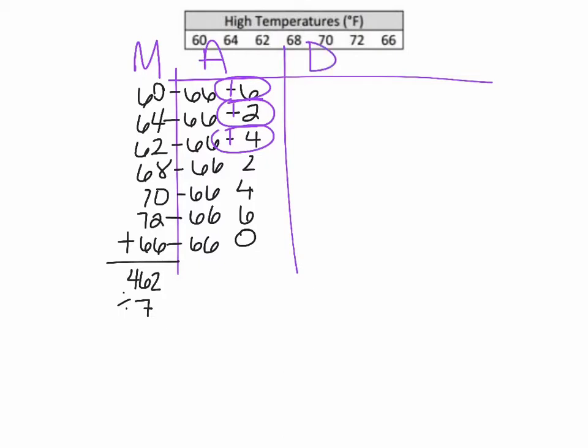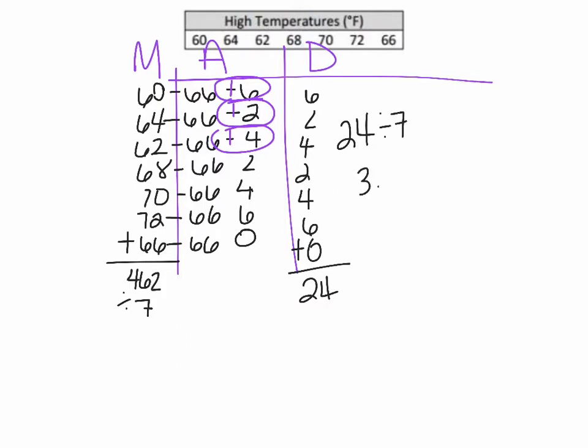Alright, and my last column is the deviation column. I want to know how far, or the average deviation, okay? So I'm going to bring those numbers over here. So I had 6, 2, 4, 2, 4, 6, and 0. And I'm going to add them all up. I got 24. And I have to divide that by how many numbers there were in the data set. And there were 7.